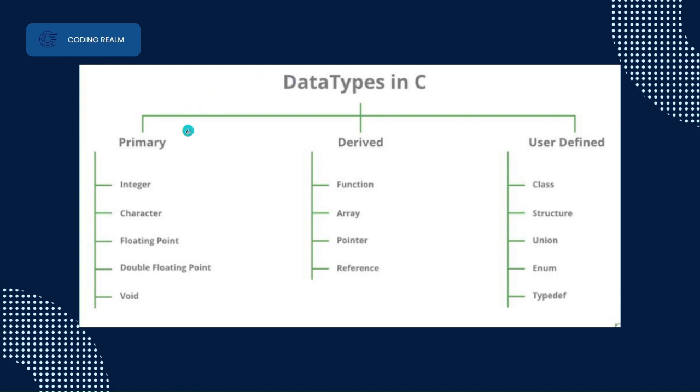Now let's see the data types in C. We have the primary data types: integer, character, floating point, double, and void. The derived data types: function, array, pointer, and reference. And the user-defined data types: class, structure, union, typedef, etc.